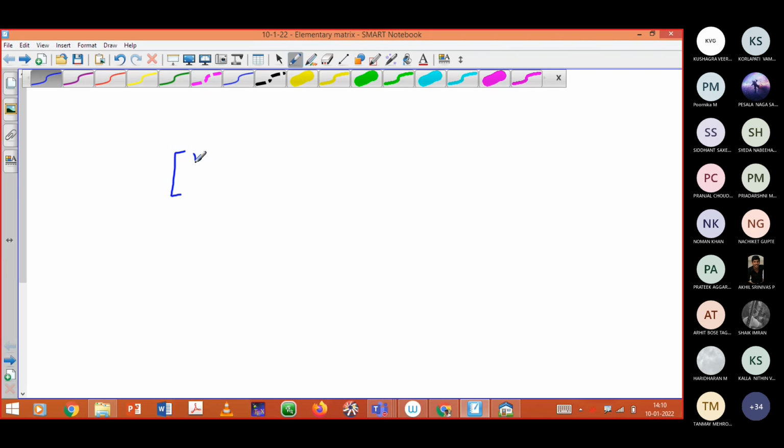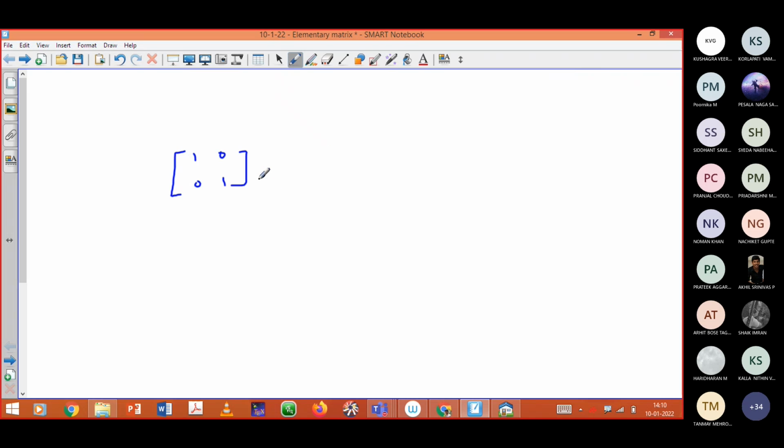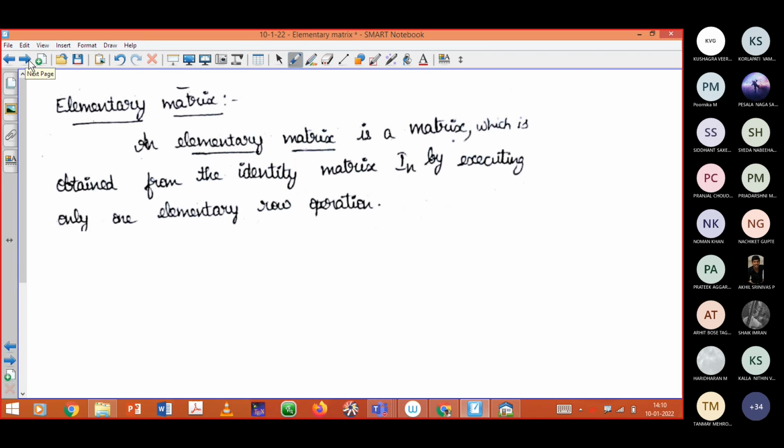So here, the elementary matrix is quite related to another matrix, that is the identity matrix. That is a basic matrix, which you already know. The identity matrix will be in the form 1 0 0 1 if it is 2 by 2. If it is 3 by 3, it is 1 0 0, 0 1 0, 0 0 1. You already know these. Now, how is the elementary matrix connected with the identity matrix?